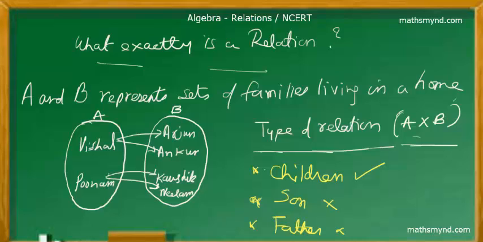Suppose here we are dealing with a home, and suppose two families are residing in this particular home. Also, Vishal, who has two sons, Arjun and Ankur, and his sister is also staying in the same home. Her name is Poonam, and she has a son Kaushik and a daughter Neelam.